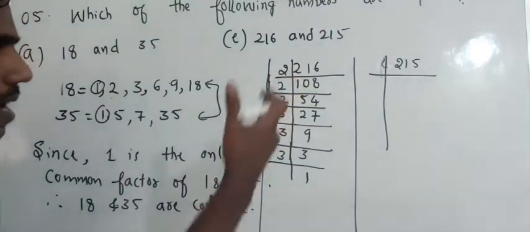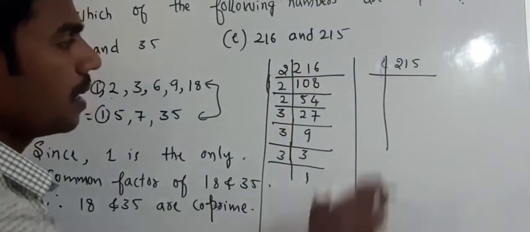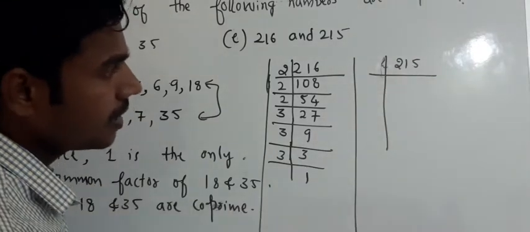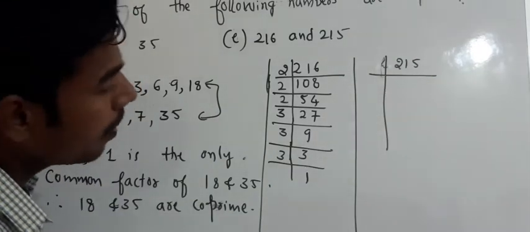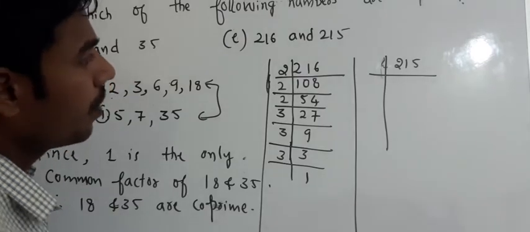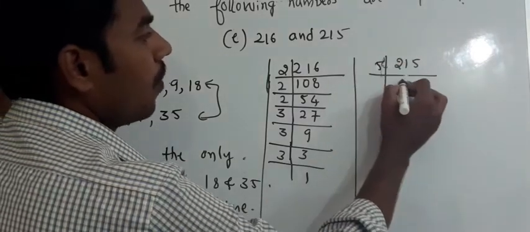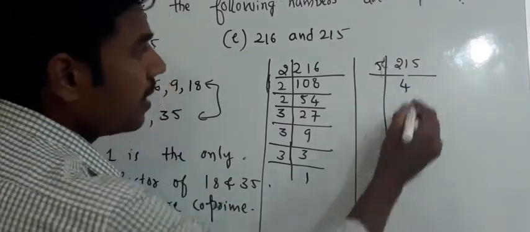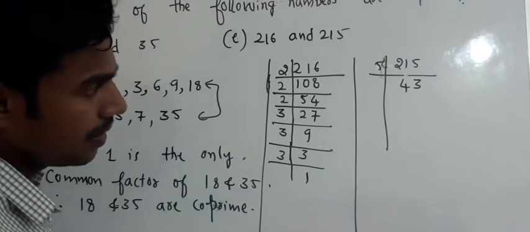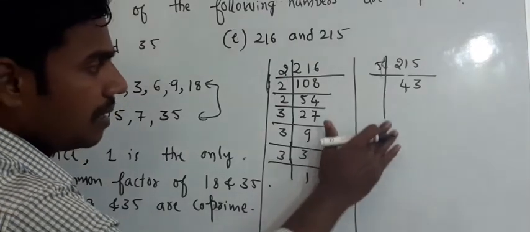So I can't begin with 2 because the number is ending with 5. So next, 3. 5 plus 1 is 6, 6 plus 2 is 8. It is not a multiple of 3. Next, it is not divisible by 4. I will start with 5. 5 4s are 20. 5 3s are 15. And 4 plus 3 is 7. It is not divisible by 3.